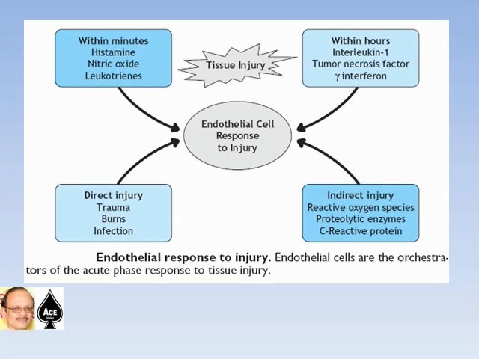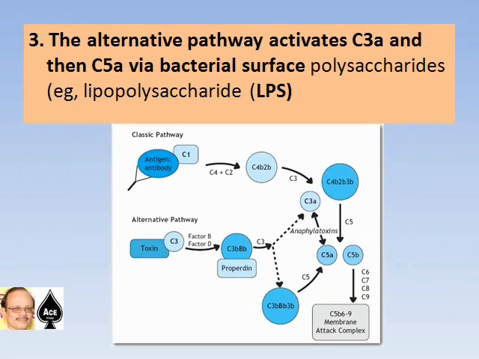The endothelial response to injury is shown in this picture. Endothelial cells are the orchestrators of the acute phase response to tissue injury. Within minutes, histamine, nitric oxide, and leukotrienes are released. Within hours, interleukin 1, tumor necrosis factor, and gamma interferon are released. Indirect injury, reactive oxygen species, proteolytic enzymes, and C-reactive protein also act. Direct injury includes trauma, burns, and infection. These are the four factors that cause the endothelial cell response to injury, and finally tissue injury occurs.